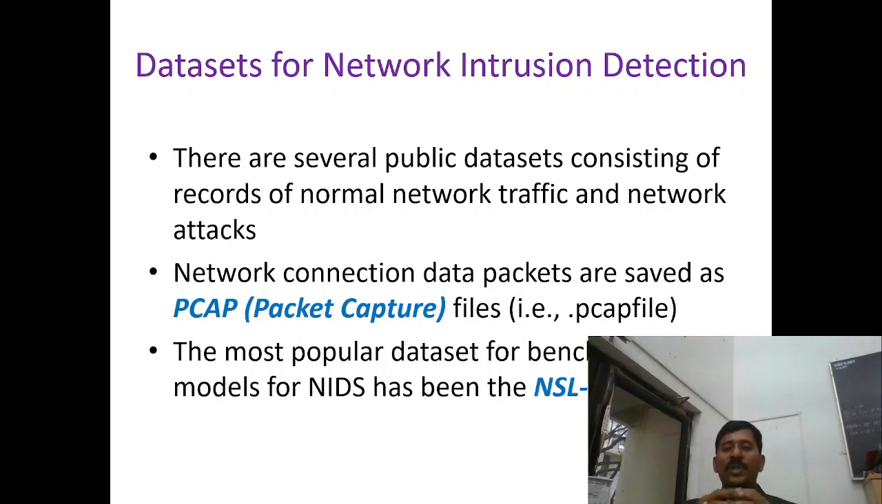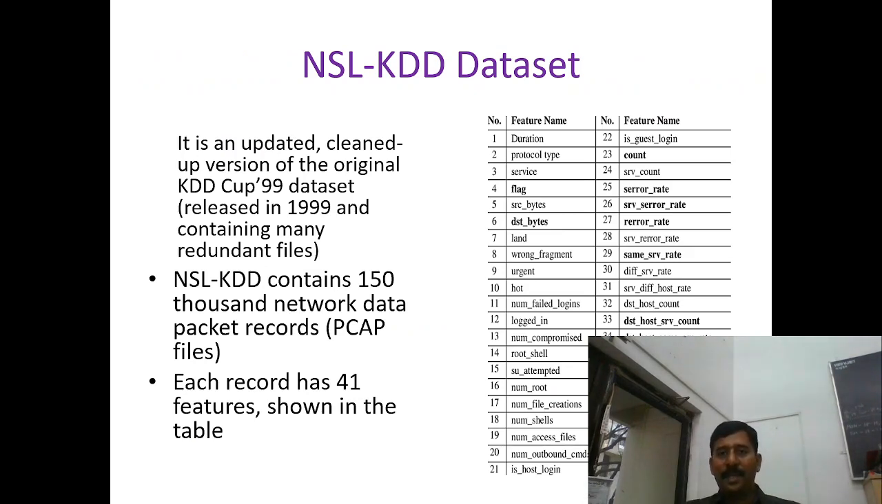So we know nowadays the most popular dataset for benchmarking machine learning models, particularly for network intrusion detection systems, has been the NSL KDD dataset. That is the most popular dataset because it is an updated and cleaned up version of the original KDD Cup 1999 dataset, which contains many redundant files. All of us know that. Then this NSL KDD contains 150,000 network data packet records. That is, according to the NIDS, we can call them PCAP files.